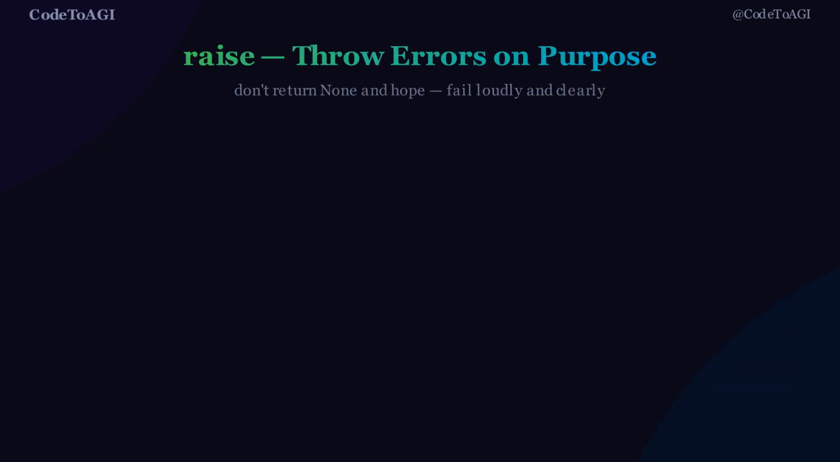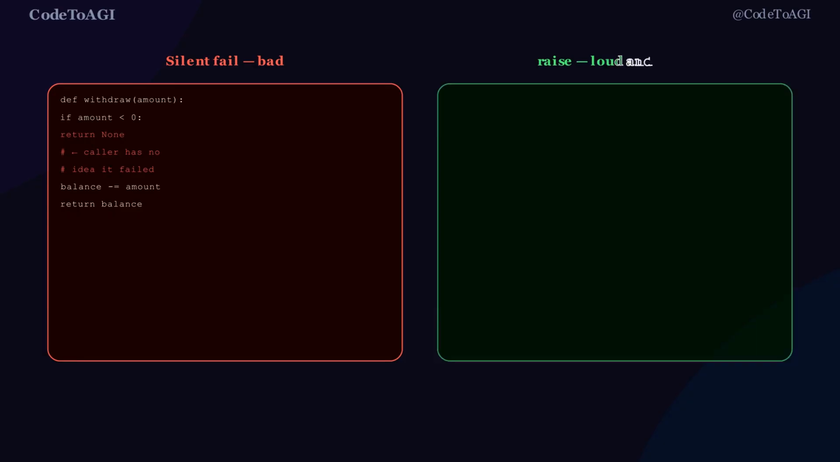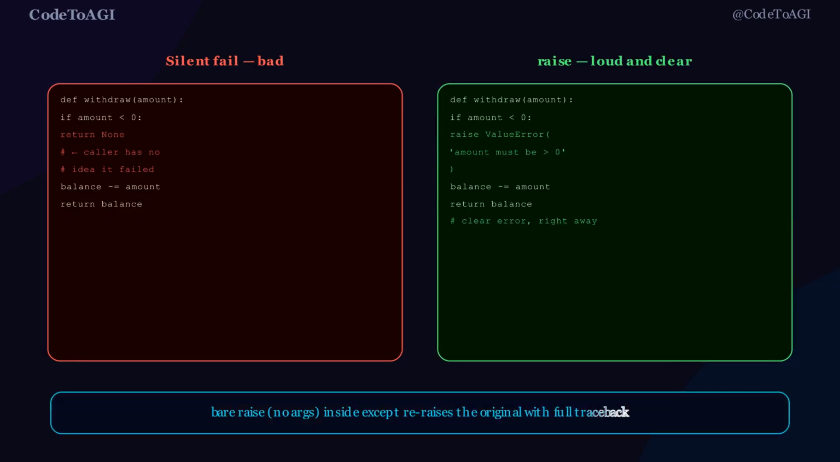Raise lets you throw an exception intentionally. This is not a mistake. This is a design decision. You have a function that expects a positive number. Someone passes -50. Don't return None and hope the caller notices. Raise ValueError("amount must be positive"). Now the caller gets a clear, named error immediately. Not a silent wrong result 3 functions later.